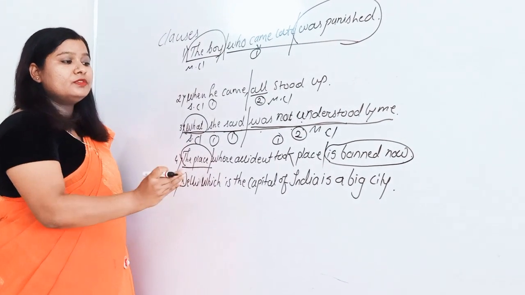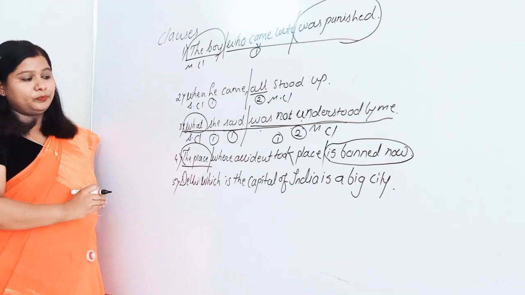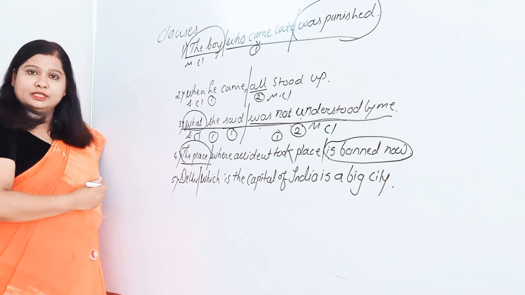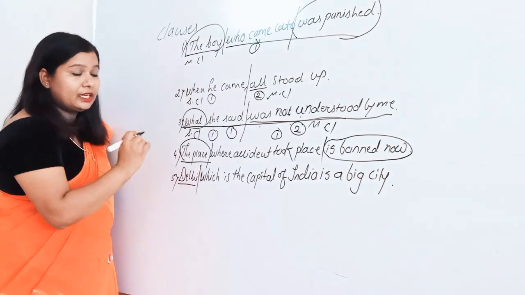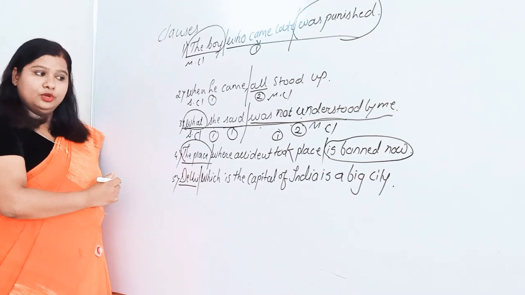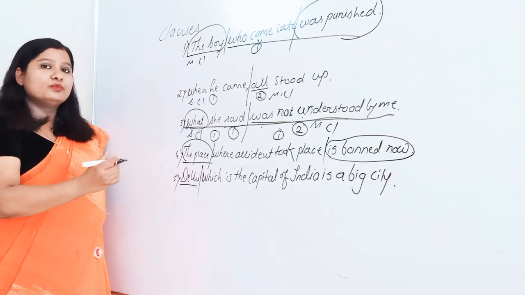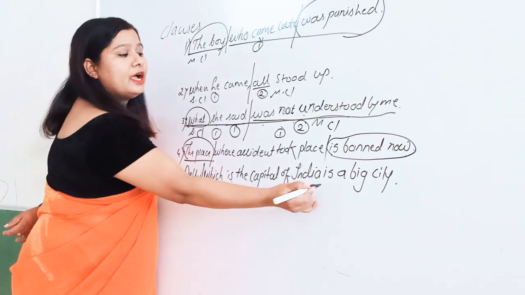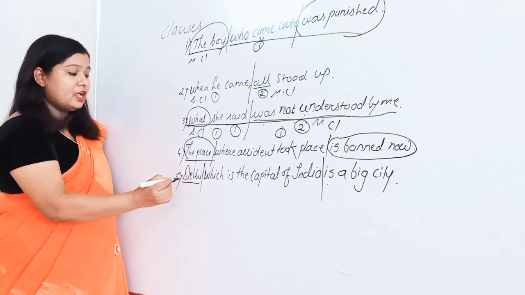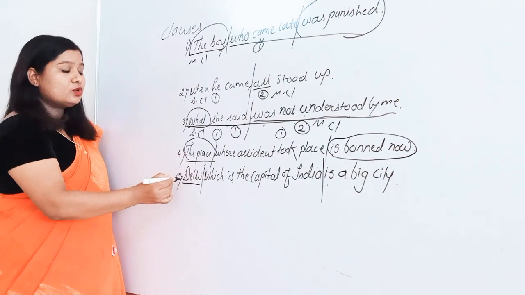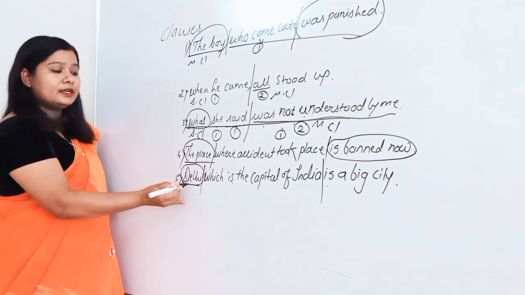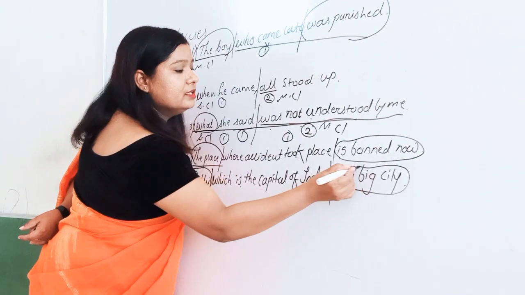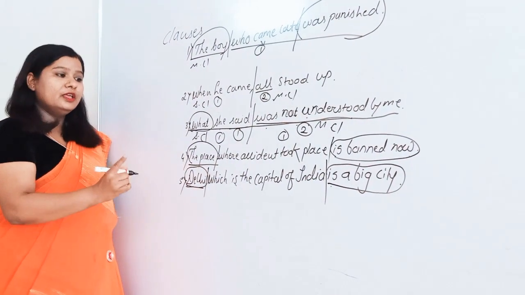Delhi, which is the capital of India, is a big city. What is the WH word over here? Which. So right from which is going to be the subordinate clause. Now the word Delhi is left. Do we have a verb in this word? No. So we are supposed to do what? We are supposed to move towards the second subject. This is the first subject and this is the second subject. So, second verb. So what is our main clause? Delhi is a big city, because this is the second verb. This is the first verb.